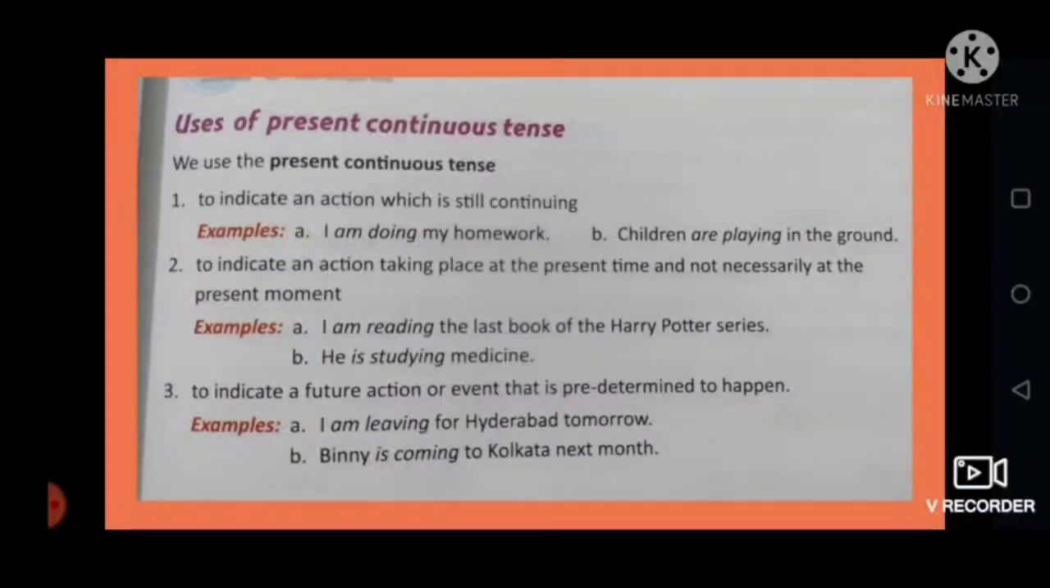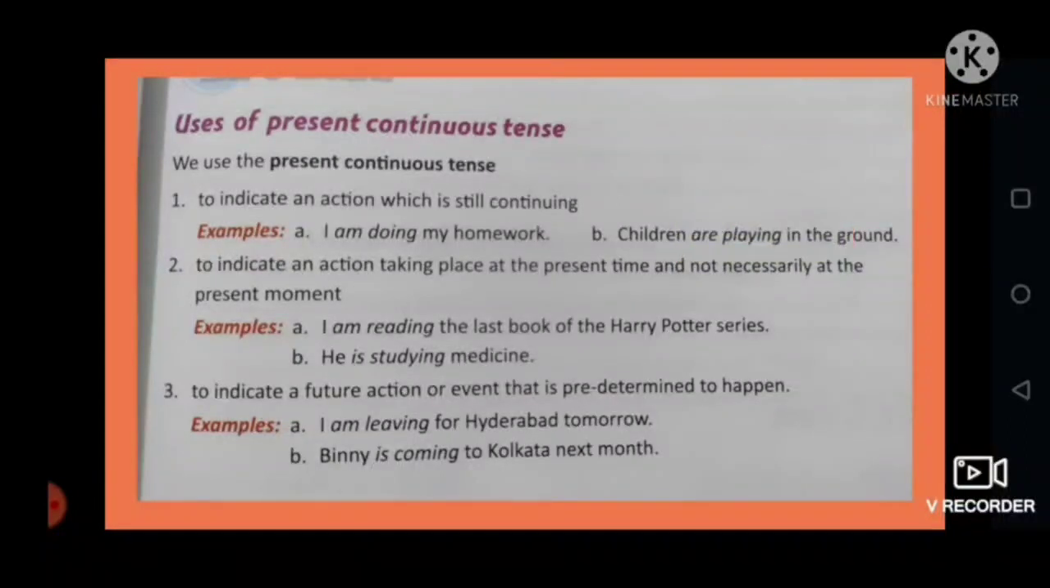Now, what are the uses of present continuous tense? Through this page you will learn where we use this present continuous tense. First is to indicate an action which is still continuing. See the example, I am doing my homework. At the present moment, what are you doing? Right? Children are playing in the ground.